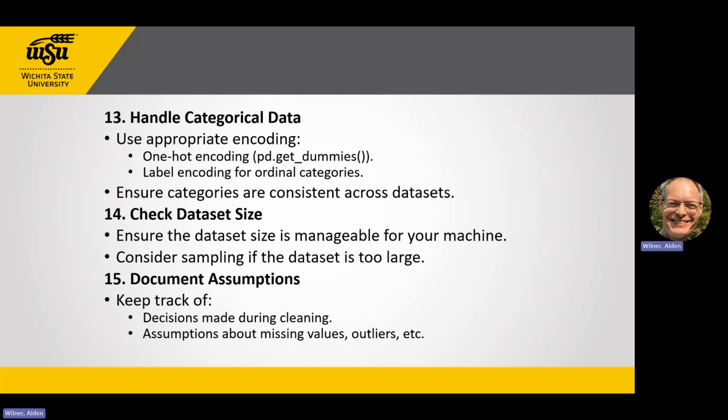Yeah. We can handle categorical data. Again, categorical data is just labeled. It doesn't tell us enough about it, right? So we want to go out there and use what we call one-hot coding using pd.get_dummies, and it will create one-hot coding just on the fly for us. We can label encode for ordinal categories, which we'll see what those are in a bit. We can ensure the categories are consistent across our data sets.